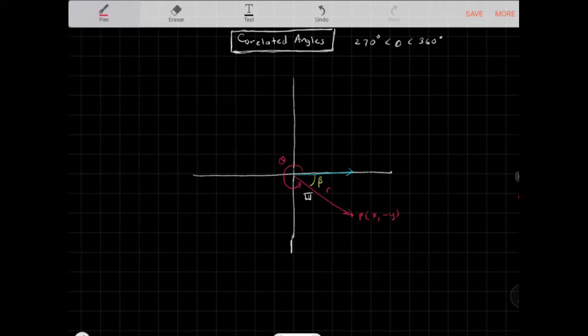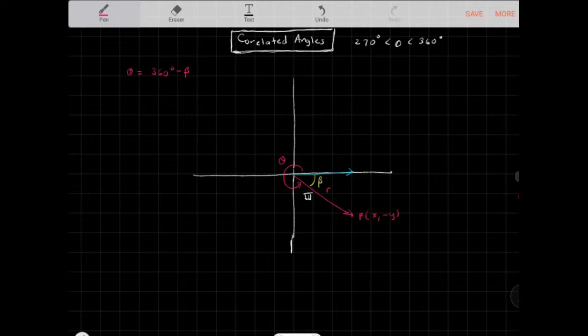This is our related acute angle beta, and you can express your value of theta as some kind of equation of beta. And you can write this as 360 degrees minus beta, right? So if you do 360, which is a full circle, minus beta, you'll actually get theta. Okay, so that makes sense.